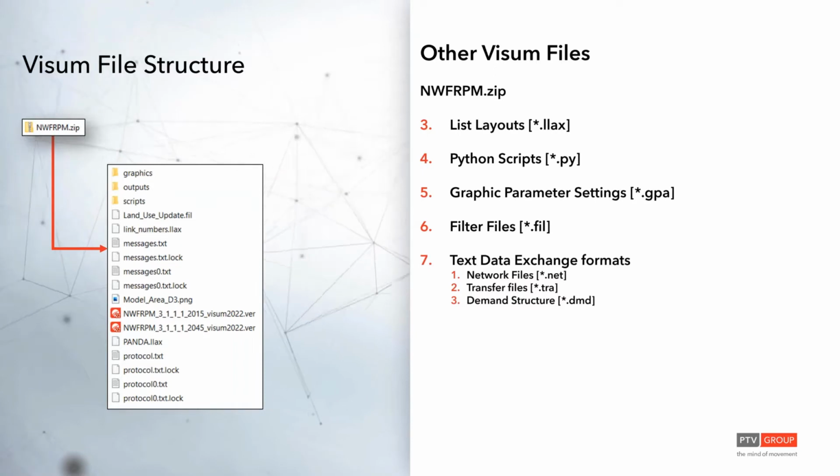We have some other data formats that you might see as you progress through your models that aren't necessarily in this particular file folder here, such as data exchange formats, .NET files, transfer files, .tra files, and demand structure files. Again, these might be in other models. We see a couple of these in the D1 model, but not in the D3 model right now.